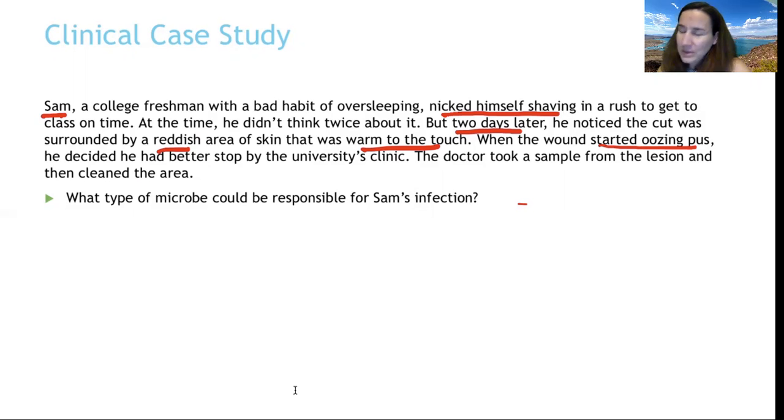All right, so he had a wound. He cut himself. It got infected. It's red. It's nasty, and it's oozing pus. So he stopped by the clinic, and they took a sample, and then cleaned him up really well. And then we're going to follow and see what's going on with Sam and the wound on his face.